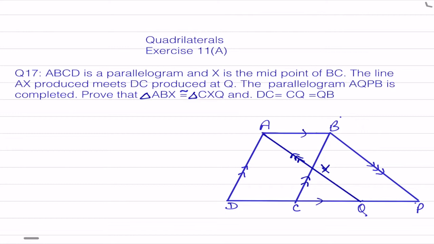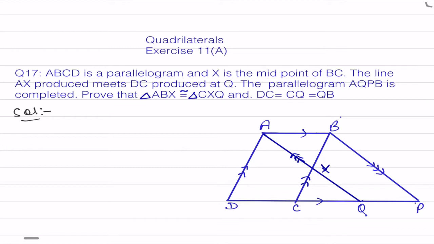So let's start with question number 17. ABCD is a parallelogram and X is the midpoint of BC. The line AX produced meets DC produced at Q. The parallelogram AQPB is completed. Prove that triangle ABX is congruent to triangle CXQ and DC is equal to CQ is equal to QB.